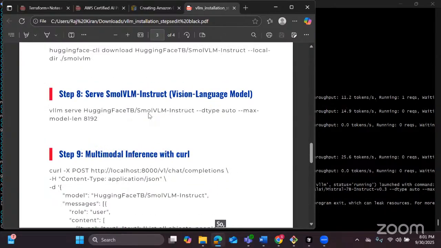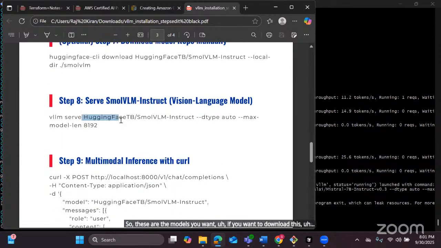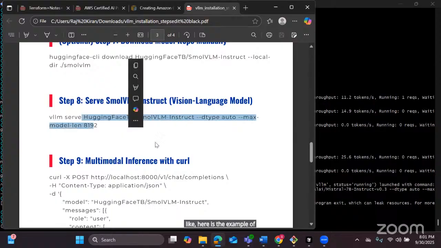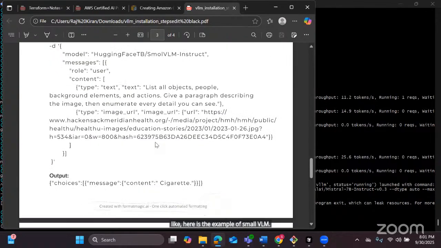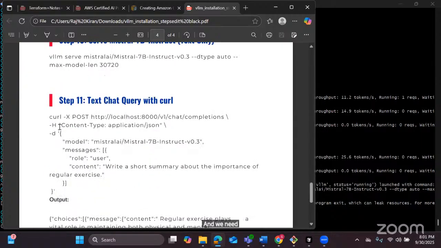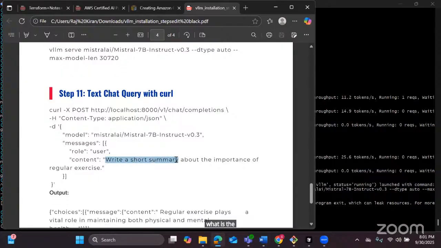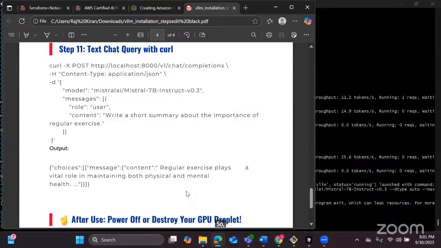These are the models if you want to download them. Here is the example of SmolVLM, and this is the Mistral model. After installing all the dependencies, we need to run this vLLM serve command, and we pass using a curl command the content: write a short summary about the importance of regular exercise. This will be the output.